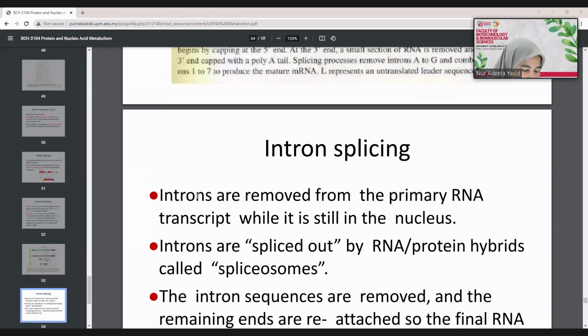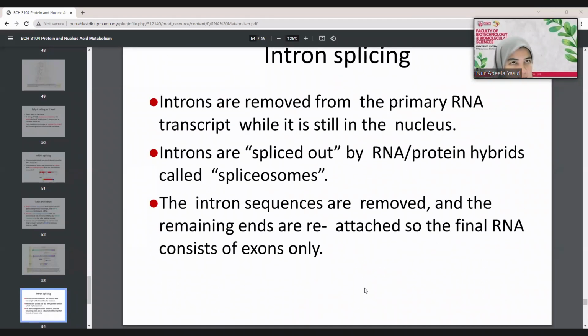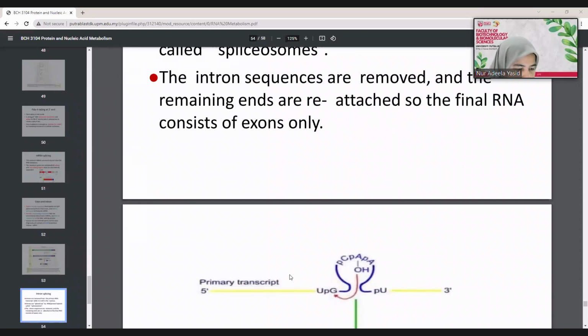For splicing, introns are removed from the primary RNA transcript while it is still in the nucleus. Introns are spliced out by RNA-protein hybrids called spliceosomes. Basically, in this step we cleave out the introns so that the remaining ends are attached. The final RNA consists of exons only.